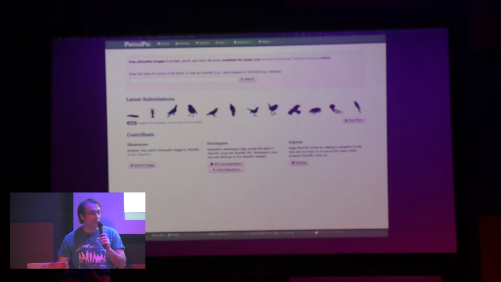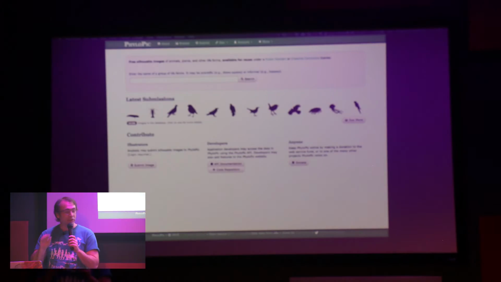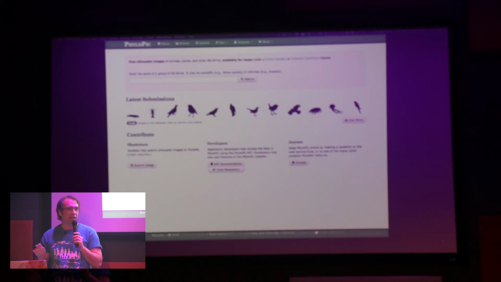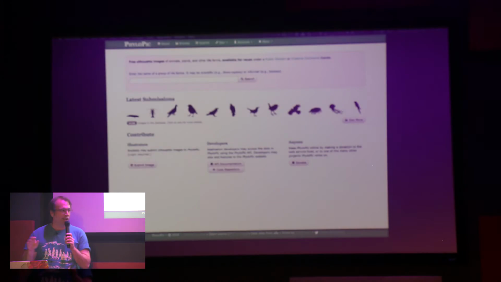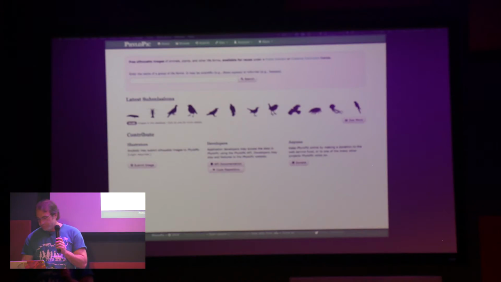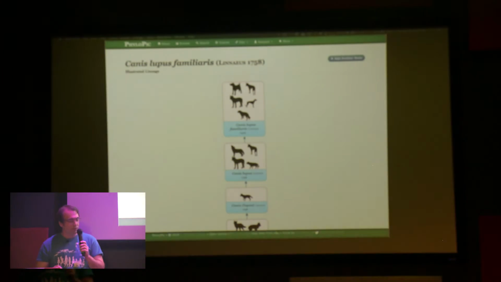PhyloPic uses a taxonomic database, meaning that it knows how all the different groups are related to each other, which means that if you're looking for a silhouette of a particular species and it doesn't have a silhouette for that, it'll at least be able to find a relative of some kind. Having that taxonomic database lets us do some cool things.